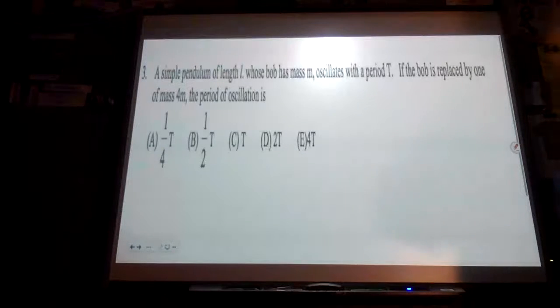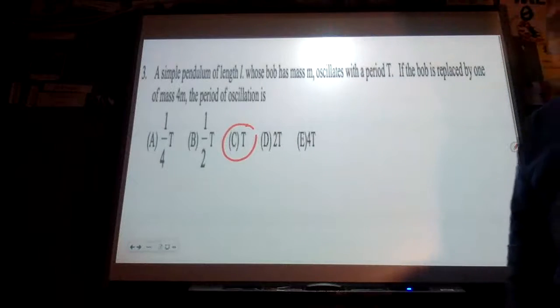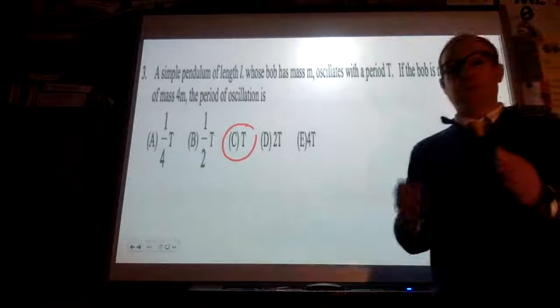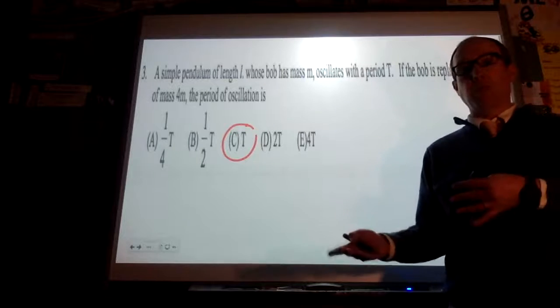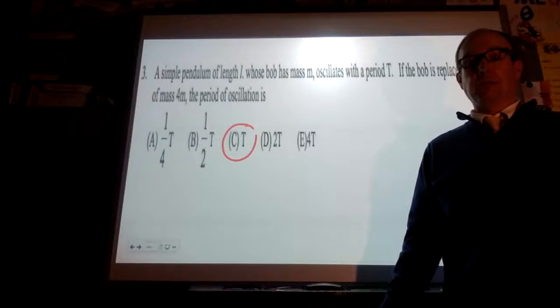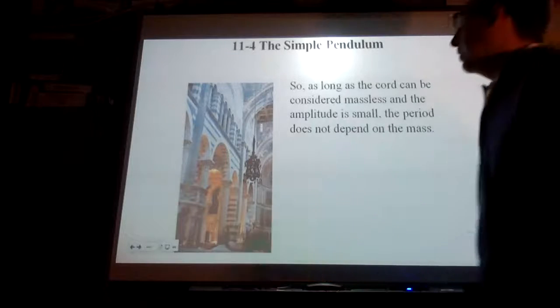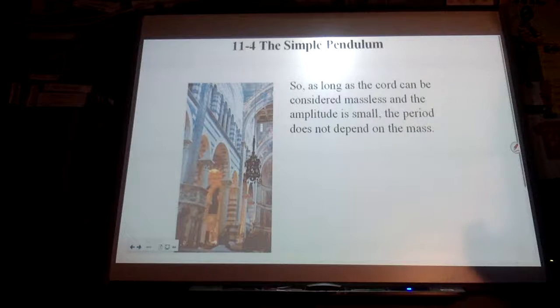A simple pendulum of length L, whose bob has a mass m, oscillates at period T. If the bob is replaced by one with 4 mass m, the period of oscillation is unchanged. Right? There's no mass in that formula. Like I said, they'll try to trick you up because some things make one thing change and some things make the other thing change and some things make both things change or don't make both things change. So long as the cord can be considered massless and the amplitude is small, the period does not depend on the mass.